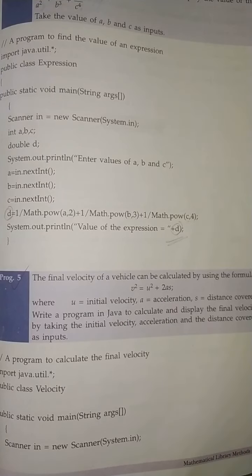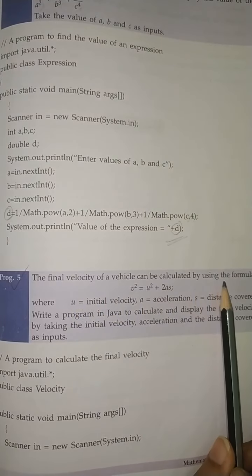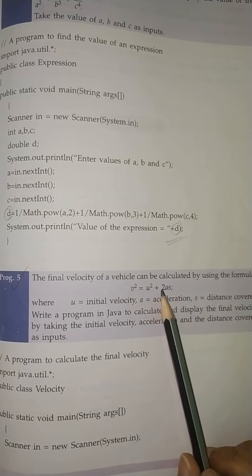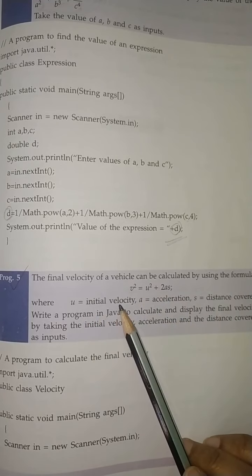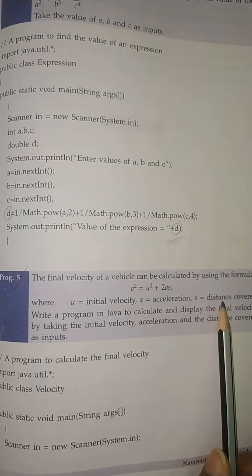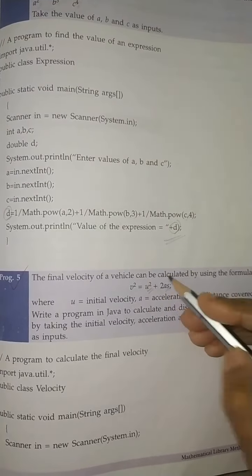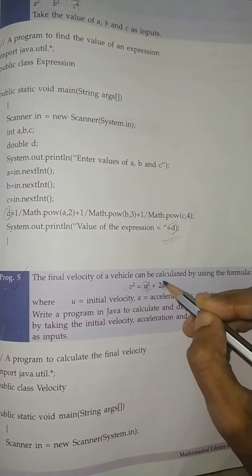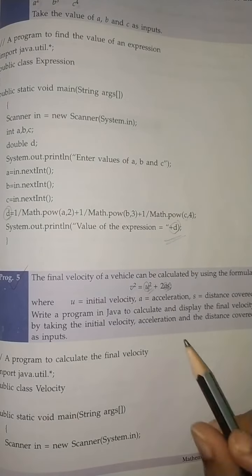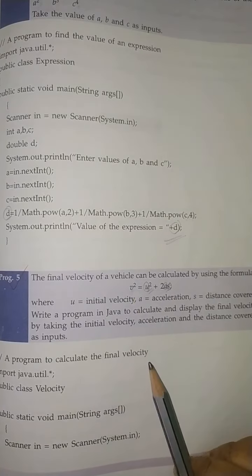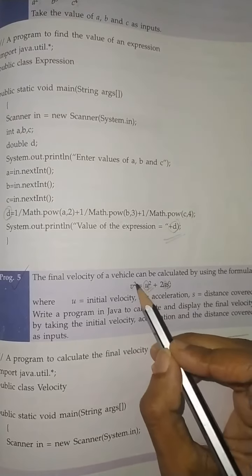And the last program, try to do it by yourself. The final velocity of a vehicle can be calculated by using the formula v square equals u square plus 2as. Hope all of you studied this in physics. So u is the initial velocity, a is the acceleration, and s is the distance covered. So you can accept these three: initial velocity, acceleration and the distance covered. These three variables you have to accept from the user, and finally you can find this v, that is the final velocity.